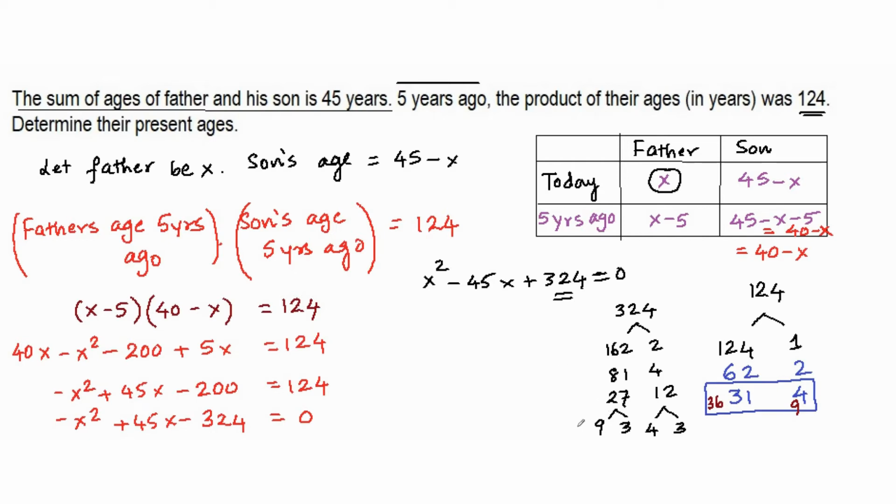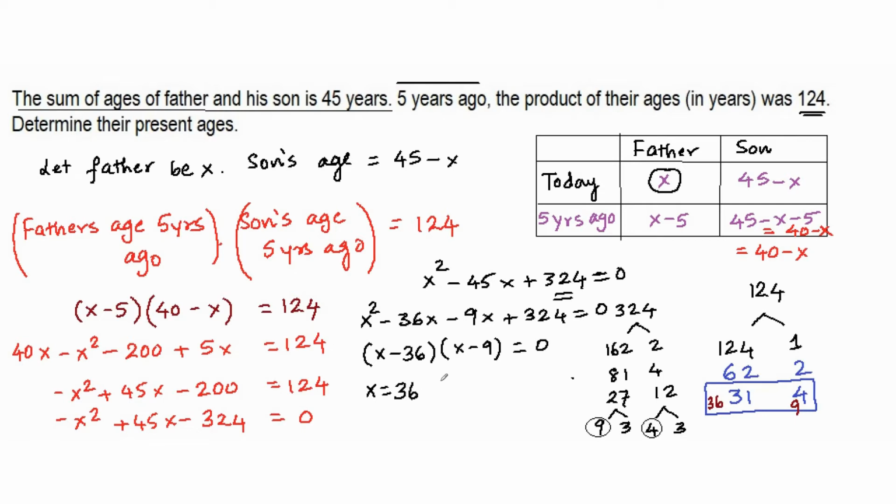I notice that 9 fours are is 36, and 3 threes are is 9, so 36 and 9 is one more possibility. So I get x square minus 36x minus 9x plus 324 is equal to 0. So factorizing this, I get x minus 36 into x minus 9 is equal to 0, which means x is either 36 or x equals 9.